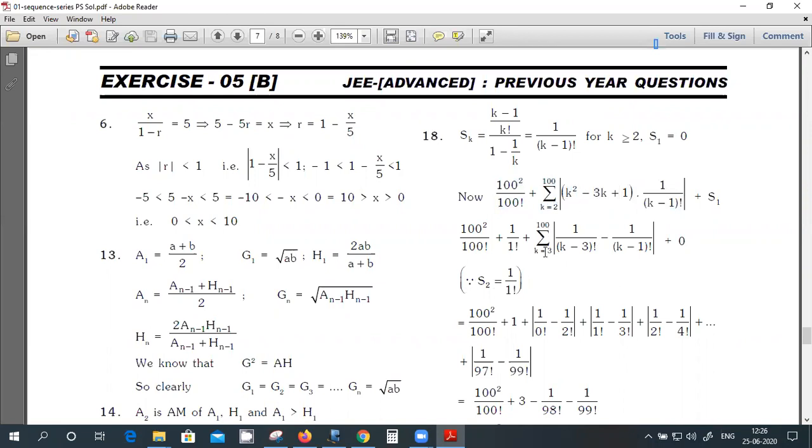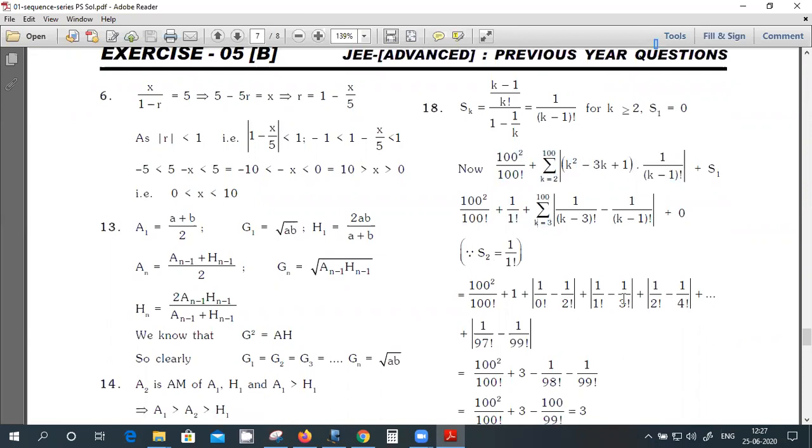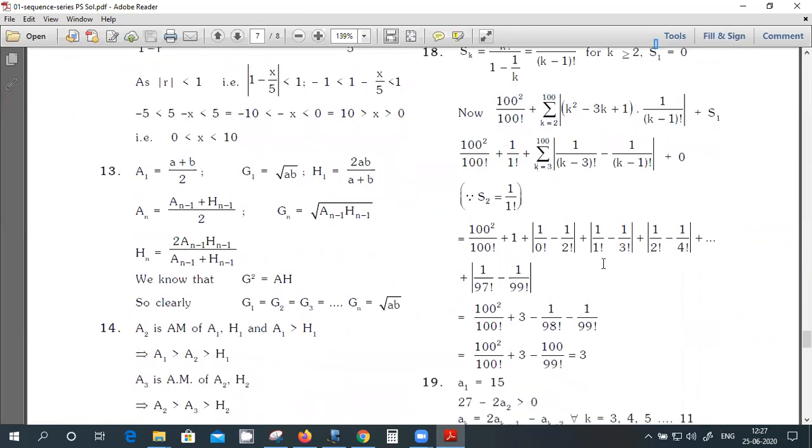Again, he has taken out 2 separately, so it's starting from 3. And after that, he has put mod here. All are negative quantities? No, it's not negative because 3 factorial is large enough. It's always positive only. All the mods are positive, no? Because the second term is smaller because the denominator is larger. Right? So minus here will cancel the plus here, and then minus 1 here.